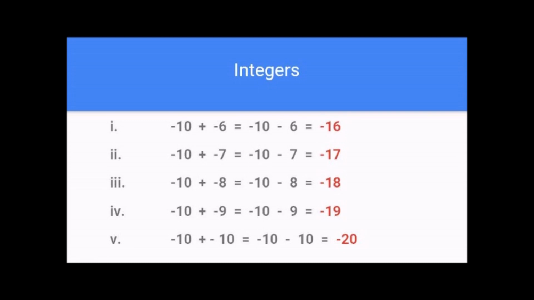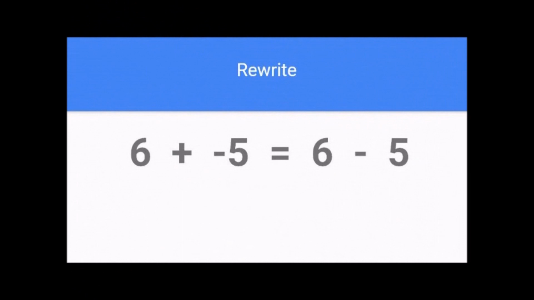Negative 10 and negative 6 gives you negative 16. You remember you're adding. Negative 10 and negative 7 gives negative 17. You're adding. Negative 10 and negative 8 gives you negative 18. You add them. Negative 10 and negative 9 is negative 19. You're adding. And negative 10 and negative 10, negative 20.